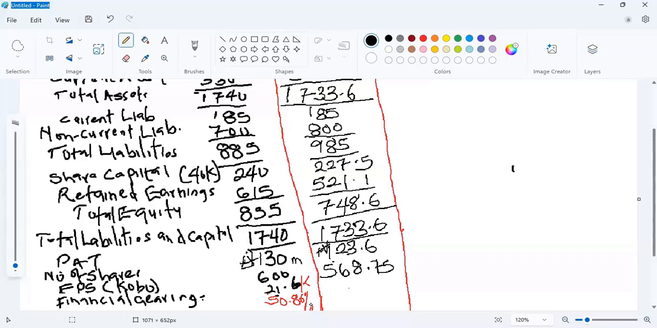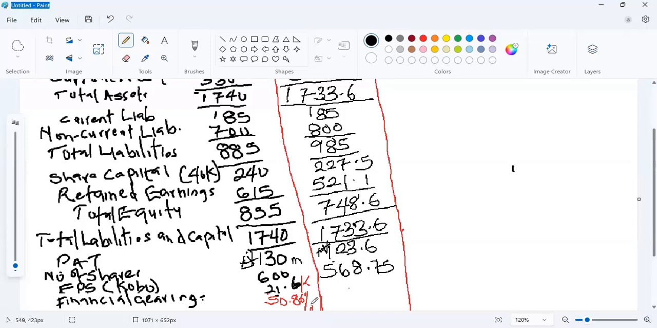Is that clear, sir? Yes, sir. We have paid the tax now, and that's why we deducted it from our cash. If you are not deducting from your cash, that means you want to treat it as if you are still owing. Is that clear, sir? Yes, it's understood. Thank you, sir. Welcome. So calculate earnings per share now.